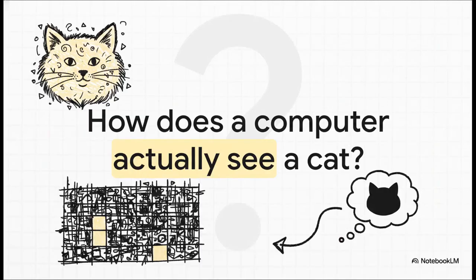So let's think about this for a second. How does a computer actually see a cat? When we look at a photo of a cat, our brains effortlessly process the fluffy ears, the whiskers, the shape of the eyes. We just get it. But to a computer, that picture is literally just a massive, chaotic grid of numbers representing pixel values. So the core challenge we're tackling today is understanding how an AI model transforms those raw, seemingly random pixels into a definitive, confident classification of, yes, that is a cat.